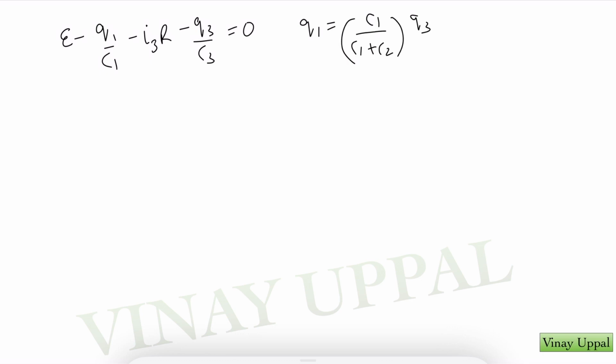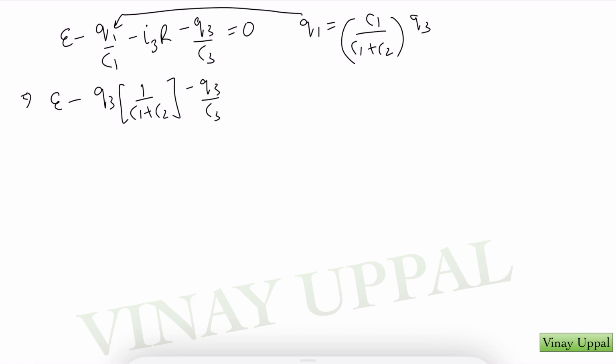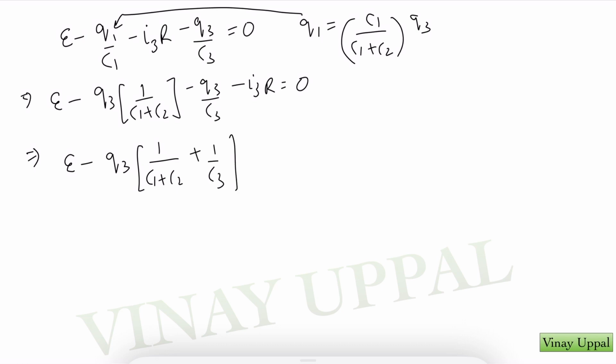So my equation was E minus Q1 by C1 minus I3R minus Q3 by C3 was 0. This was my loop law. And I had gotten Q1 is equal to C1 divided by C1 plus C2 times Q3. So let's just substitute that here. So I'll have E minus Q3 times 1 by C1 plus 1 by C2 minus Q3 by C3 minus I3R is 0. And therefore I'll have E minus Q3 divided by 1 by C1 plus 1 by C2 plus 1 by C3.